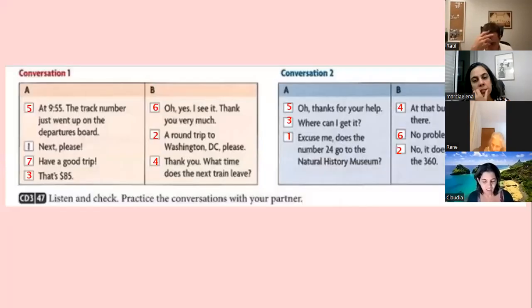Conversation 2. Excuse me, does the number 24 go to the Natural History Museum? No, it doesn't. You need the 360. Where can I get it? At that bus stop over there. Oh, thanks for your help. No problem.